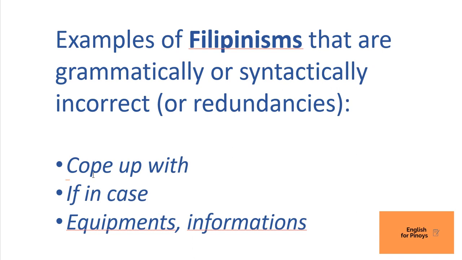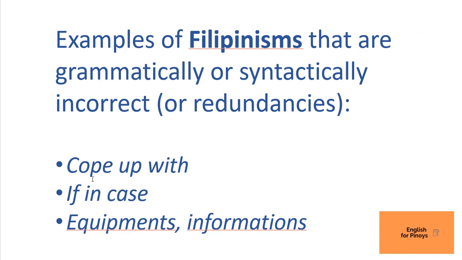And then examples of Filipinisms that are grammatically or syntactically incorrect, or they can be redundancies. For example, cope up with. So we usually say that phrase, cope up with. I'm finding it hard to cope up with the exams. When that is wrong, that's a redundancy. You don't need to add the word up there. So you just say cope with. It's finding it hard to cope with something. Well, we'll talk more about that when we start discussing phrasal verbs.